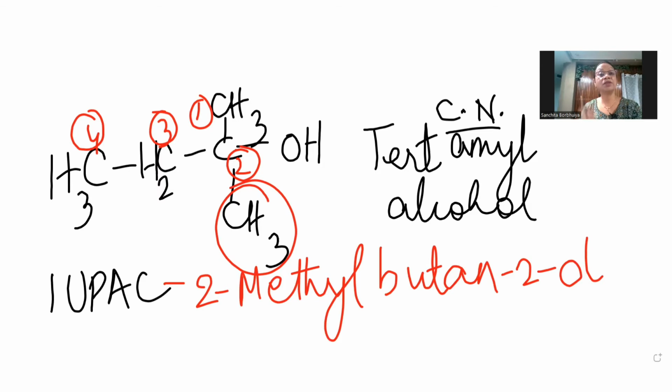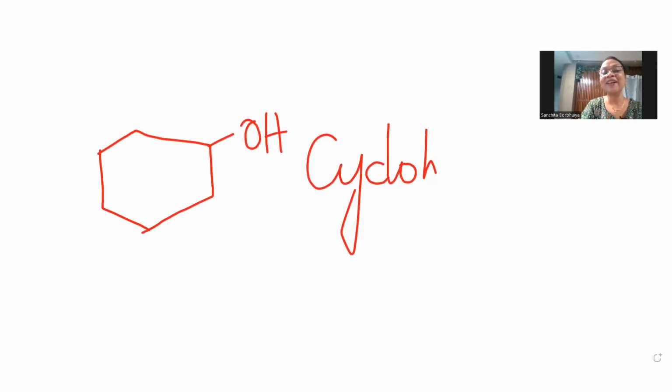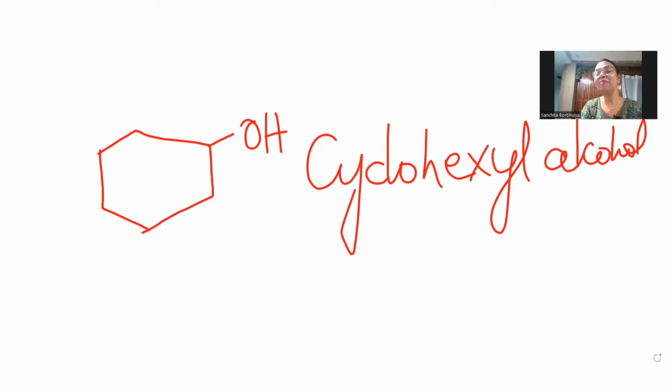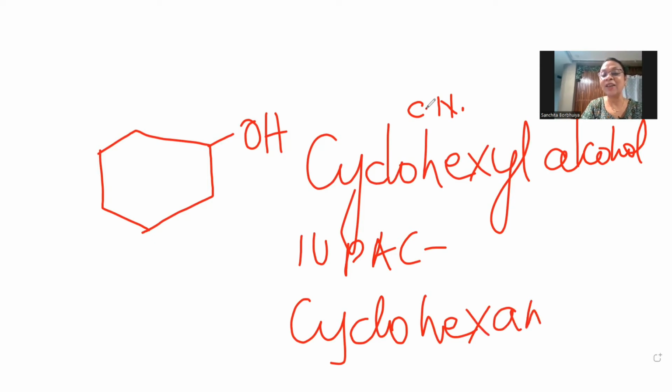Next, let us go to a cyclic monohydric alcohol. So this is cyclohexyl alcohol. In the common name, if you just add the radical name, it becomes the common name. So the common name is cyclohexyl alcohol and the IUPAC name of this compound is cyclohexanol. We can create a lot of variety with a lot of substitutions, so we will do that later.